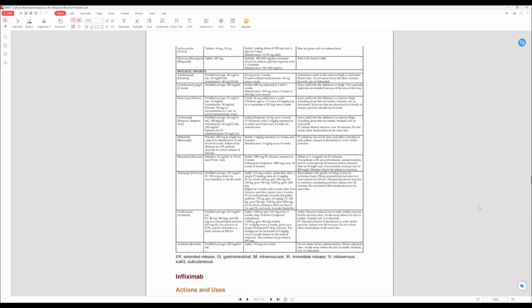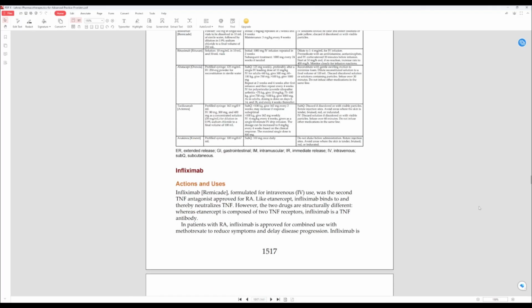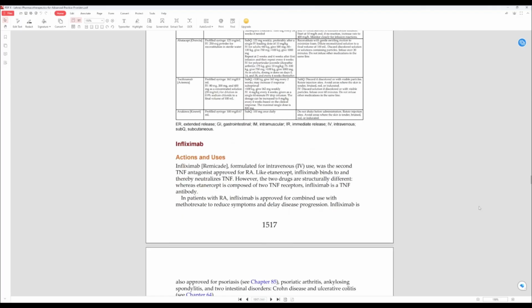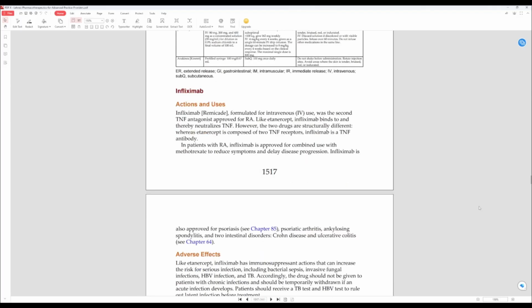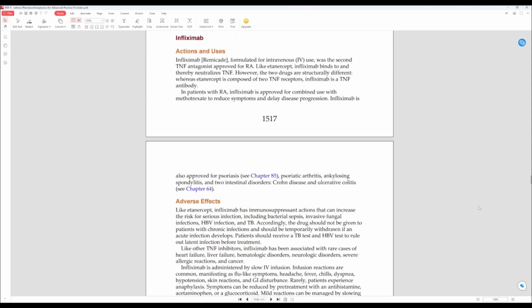Which brings us to our next medication, infliximab. Infliximab, also known as Remicade, formulated for IV use, was the second TNF antagonist approved for RA. Like etanercept, infliximab binds to and thereby neutralizes TNF. However, the two drugs are structurally different. Where etanercept is composed of two TNF receptors, infliximab is a TNF antibody.